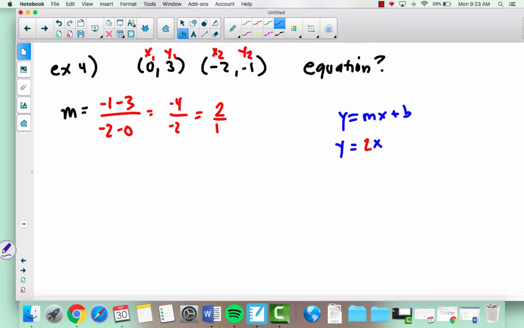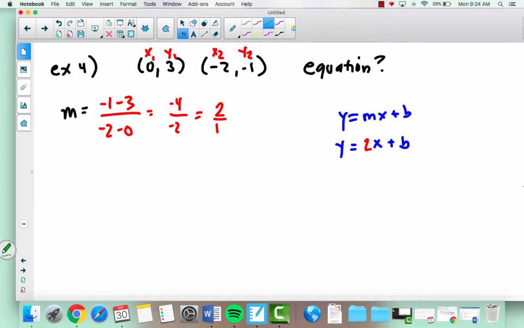But the problem is we don't know necessarily what the y-intercept is. But remember, a y-intercept is where it hits the y-axis. So the point (0, 3) is actually on the y-axis, which means that our b value is actually equal to 3. And if you didn't see that right away, no big deal.